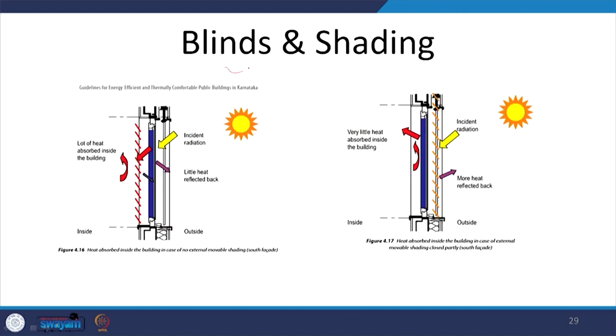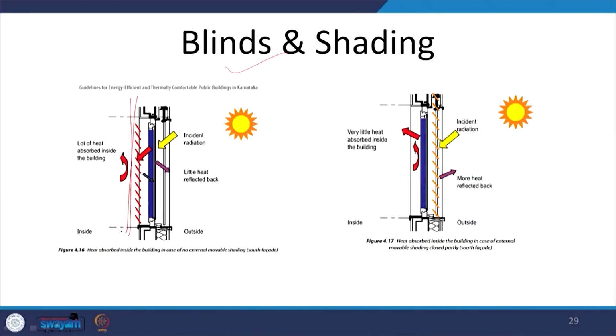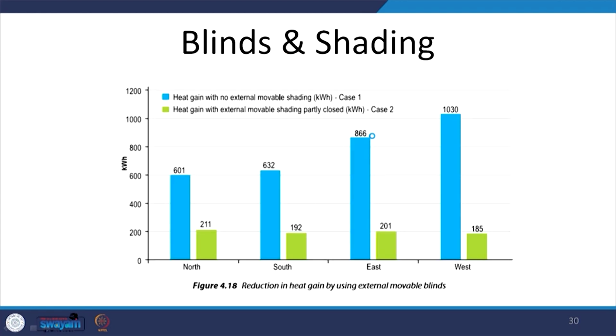The next is blinds. So, blinds cut off the amount of direct solar radiation which passes from the fenestration to the indoors, but the location of the blind, where the blind should be installed, plays a crucial role. If we install the blinds inside, which is the common practice, the heat has anyway penetrated inside, and most of the heat which has penetrated inside will remain inside despite the blinds. So, we may have a feeling that less heat is coming in if the blinds are installed inside. Actually, most of the heat has anyway come in, while if we install them outside, most of the heat which is incident is blocked by the blinds and reflected back, and very little heat is transmitted inside. So, this is a quick comparison for each of the facade sides.